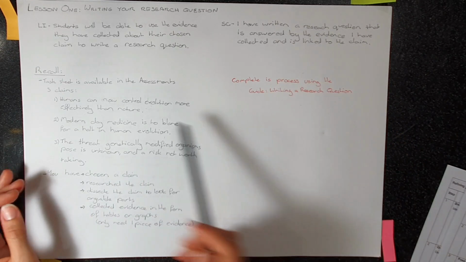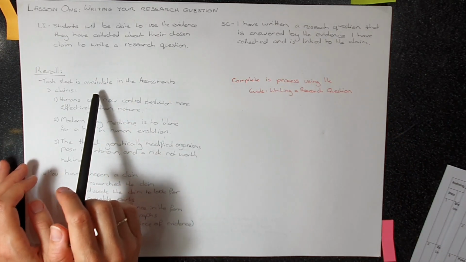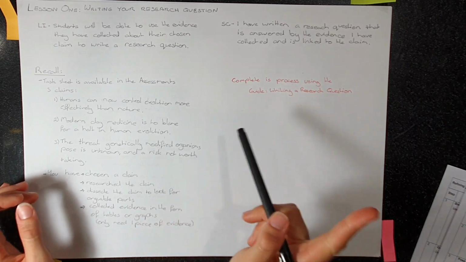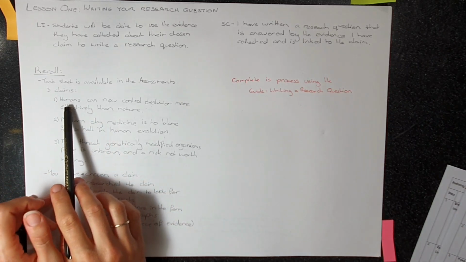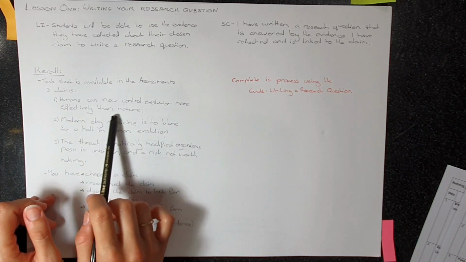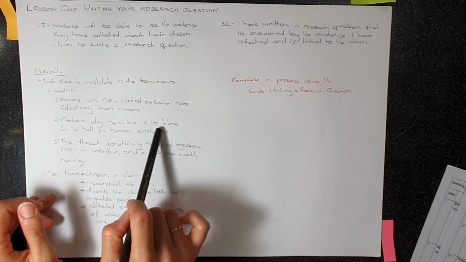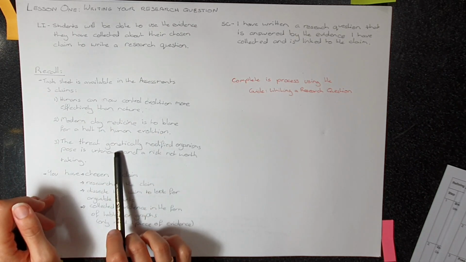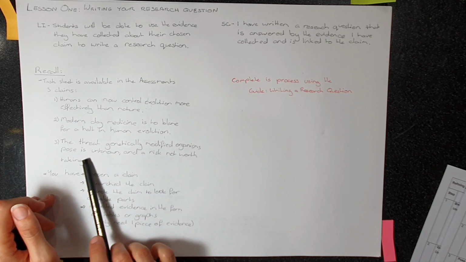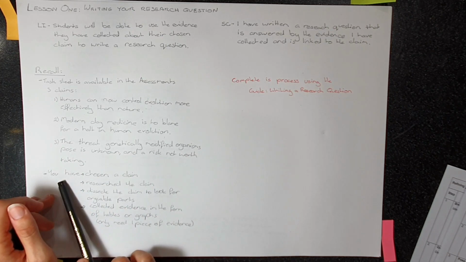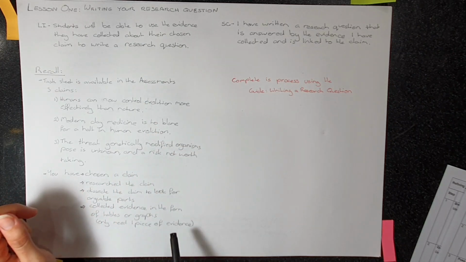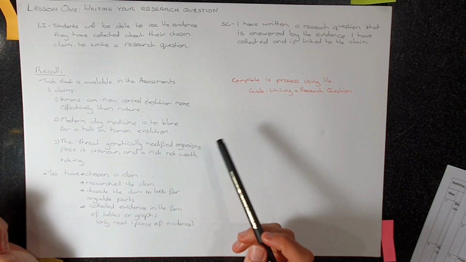So, quick recap. Your task sheet is available in assessments in your OneNote, and there are 3 claims on it that you have picked one of. The first one is: humans can now control evolution more effectively than nature. Modern day medicine is to blame for a halt in human evolution. The threat genetically modified organisms pose is unknown and a risk not worth taking. One of these you need to pick, or have picked already, and researched.